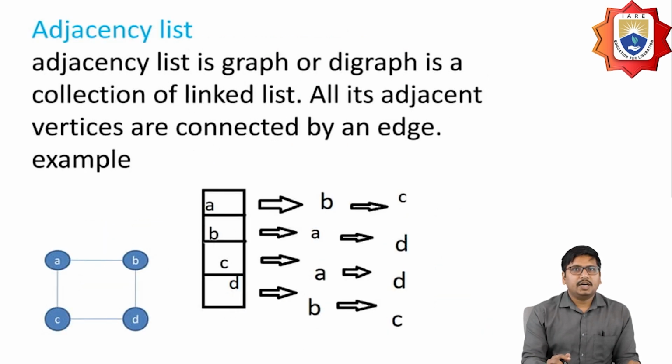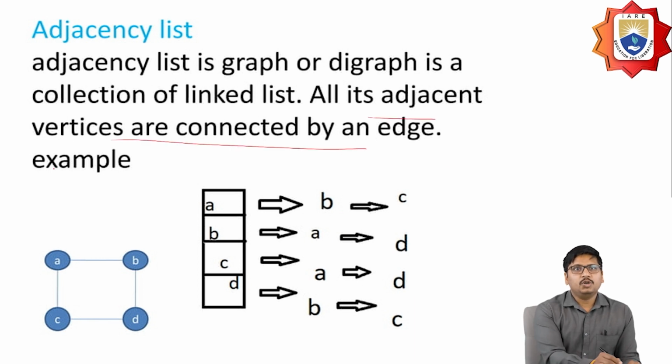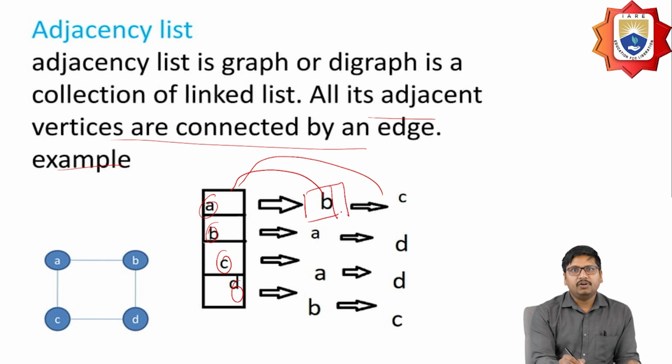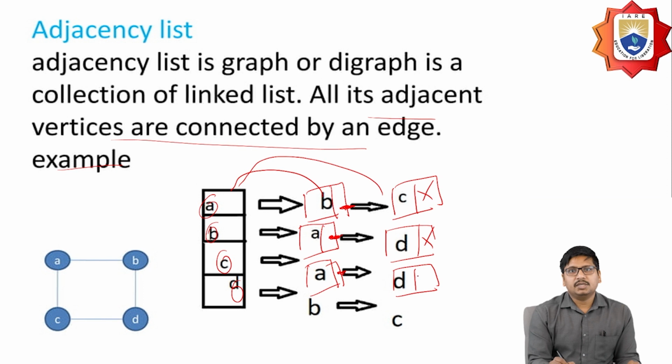An adjacency list of a graph is a collection of linked lists, and all its adjacent vertices are connected by an edge. Suppose in this case, these are the set of vertices. So what are the vertices that are connected to A? B and then C. That I can write here in the form of a linked list. And similarly, I can also write like this. Similarly, the edges that are connected, that one also I can mark like this. And from C, what are the vertices that are connected, and similarly for the others.